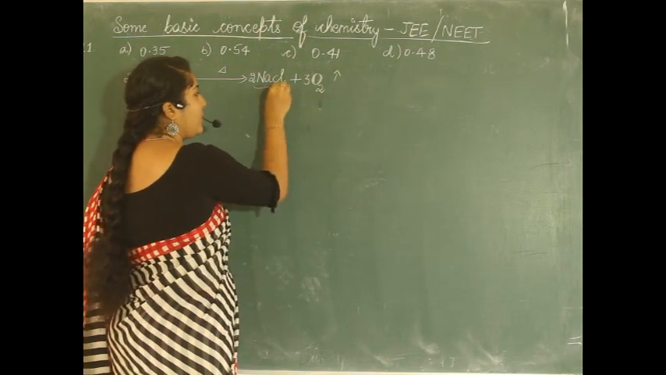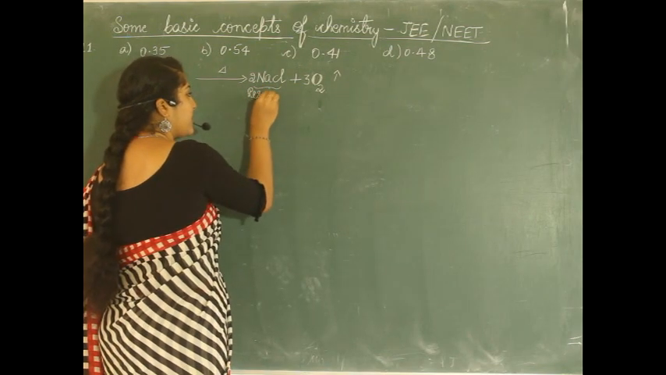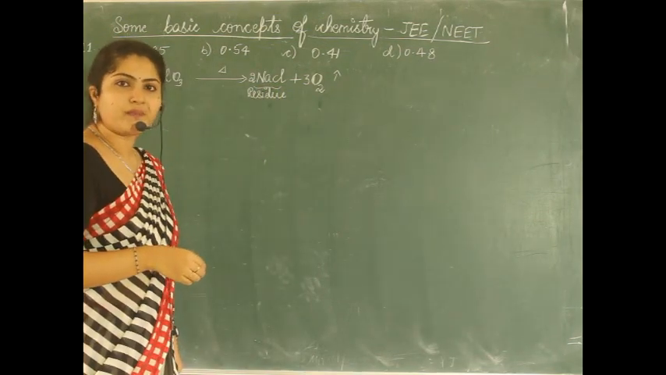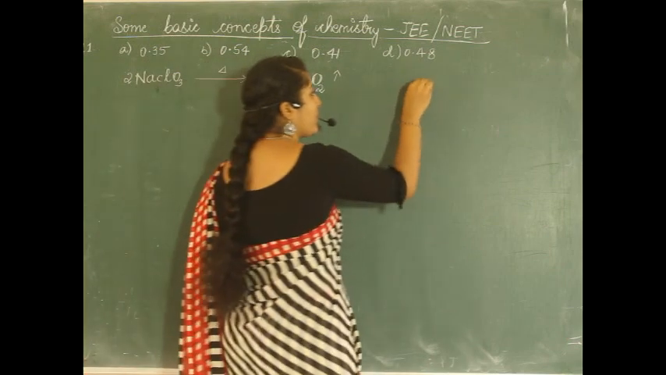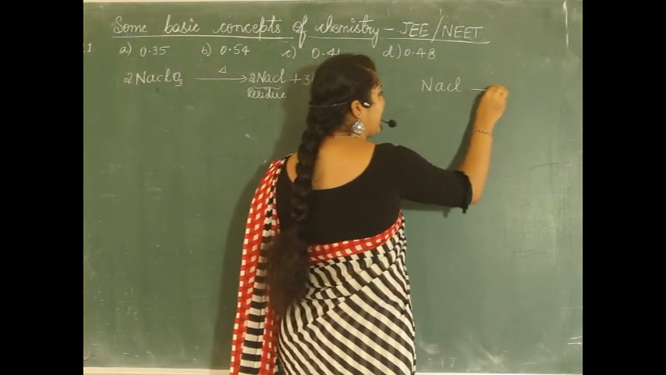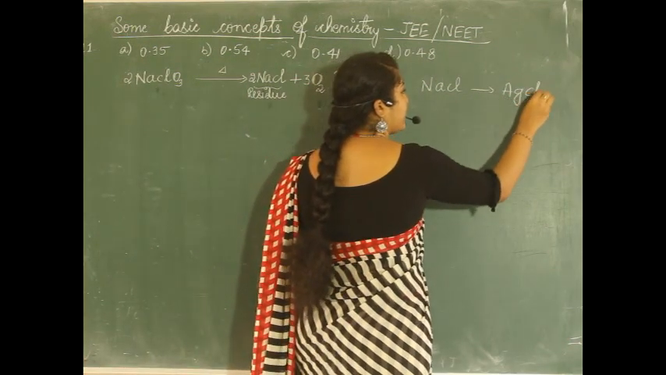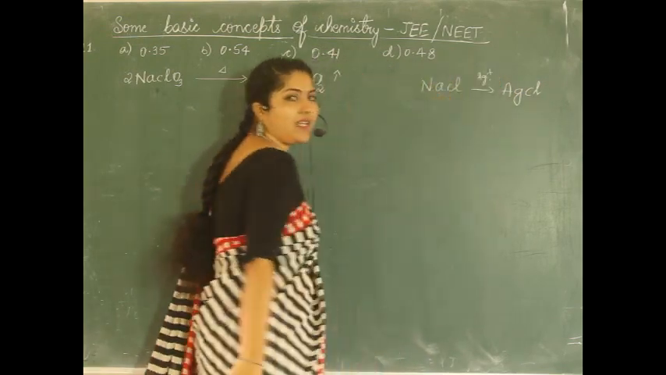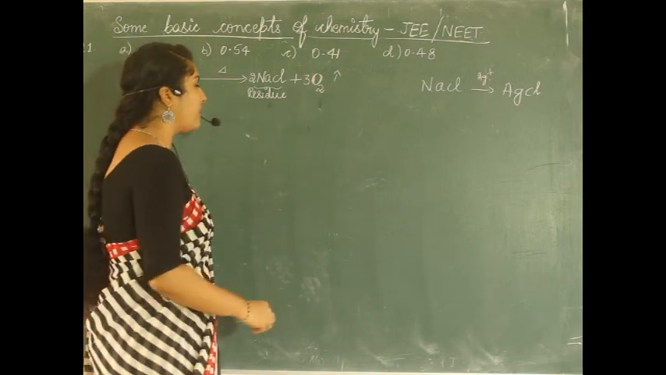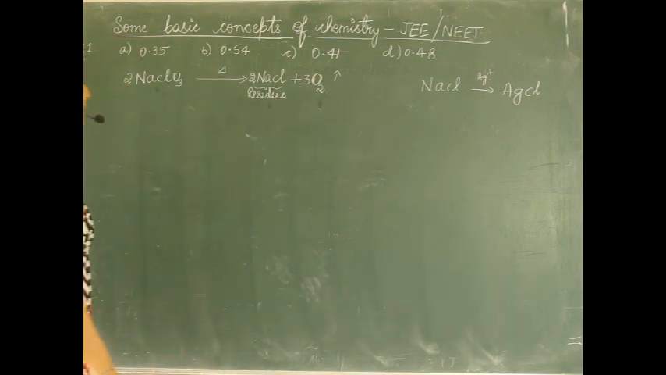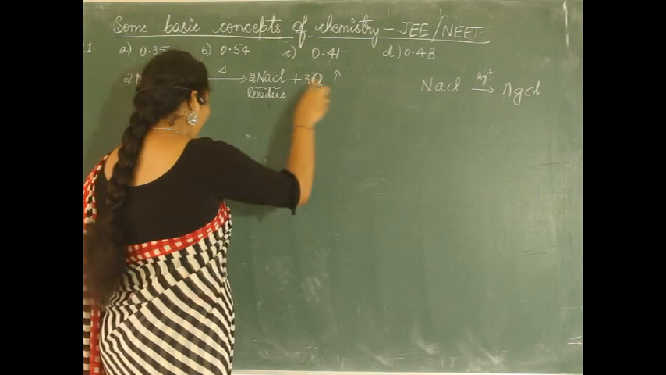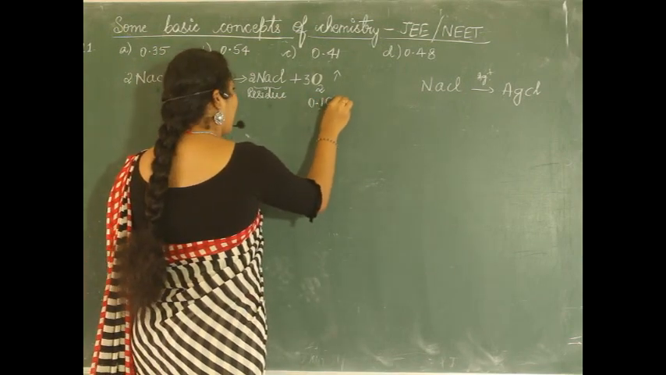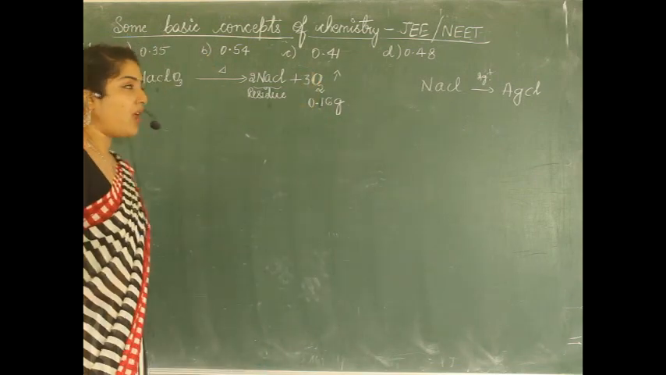So which is the residue? Sodium chloride is the residue. Further, this residue is converted into AgCl. How can sodium chloride be converted into AgCl? It doesn't change itself, so we need to treat it with some silver-containing salt and then we can convert. So what is one more data given? The oxygen mass: 0.16 gram of oxygen is lost.